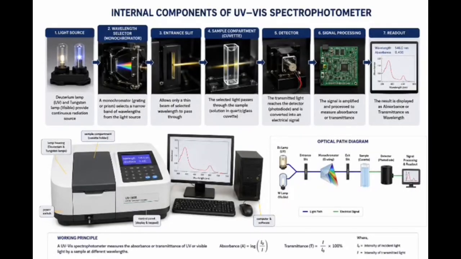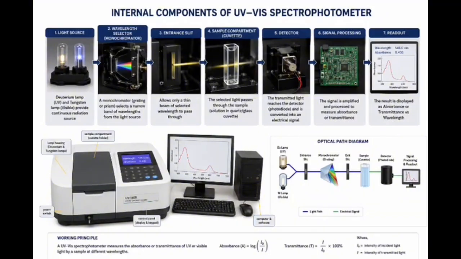Before operating the UV-VIS spectrophotometer, ensure that the instrument is properly connected to the power supply, the cuvette is clean and correctly placed, and the required wavelength and measurement parameters are properly set for accurate analysis. Here we can see the internal components and working principle of a UV-VIS spectrophotometer, an instrument used to measure the absorbance or transmittance of ultraviolet and visible light by a sample.